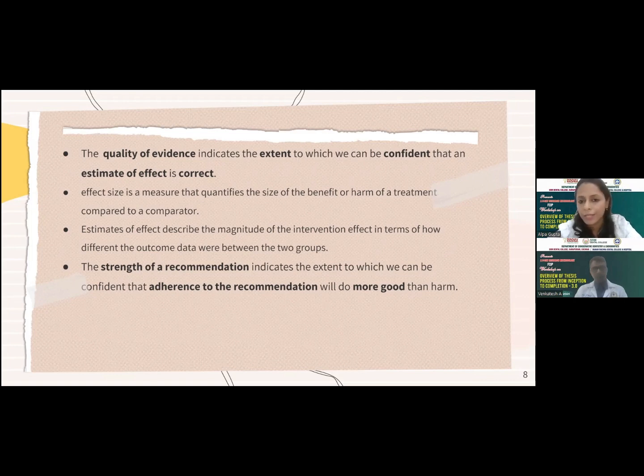You can take another example over here. Supposedly you want to control post-operative pain, for which you are giving two types of NSAIDs, A or B. The efficacy of NSAID A, supposedly Brufen, in controlling post-operative pain comes out to be 40%, and the efficacy of the other drug, B, comes out to be 70%. So your effect size will be 70 minus 40, that is 30%.